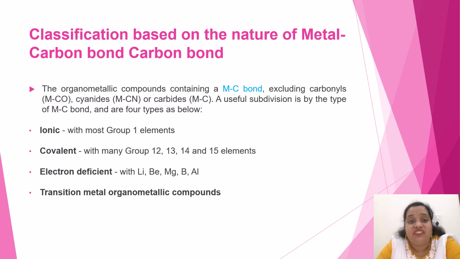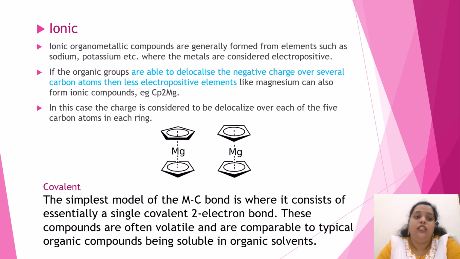Next, the classification of these organometallic compounds based on the nature of the carbon-metal bond: it could be ionic, covalent, electron deficient or transition metal organometallic compounds. As the name suggests, ionic usually is with group 1 elements, covalent with group 2, which forms a covalent bond, electron deficient metal atoms like lithium, beryllium and magnesium might also form this, and transition metal organometallic compounds are also formed. Ionic compounds are generally formed from elements such as sodium and potassium, where the metals are considered electropositive and an ionic bond is formed.